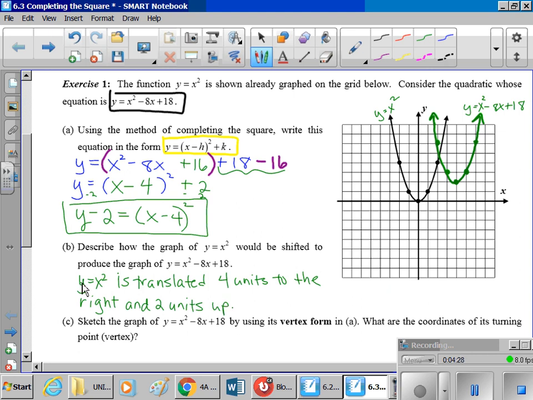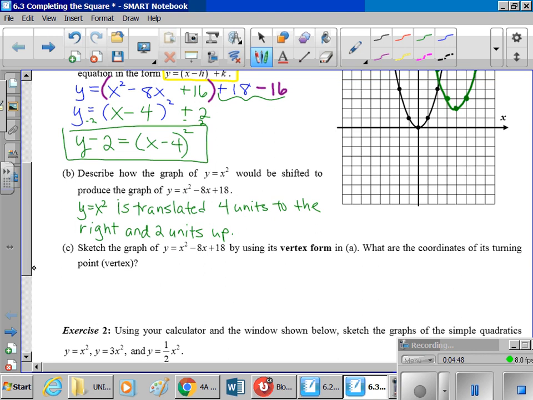All right, so you don't have to use the whole translation notation, but they're asking you to explain or describe it, so we can very easily use words. C says sketch the graph, which I did already, all right, but it says using its vertex form. And what are the coordinates of the turning point, which is the vertex? And this is where this comes into play.